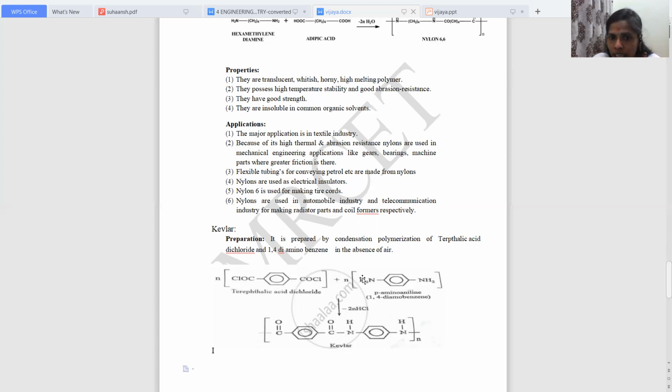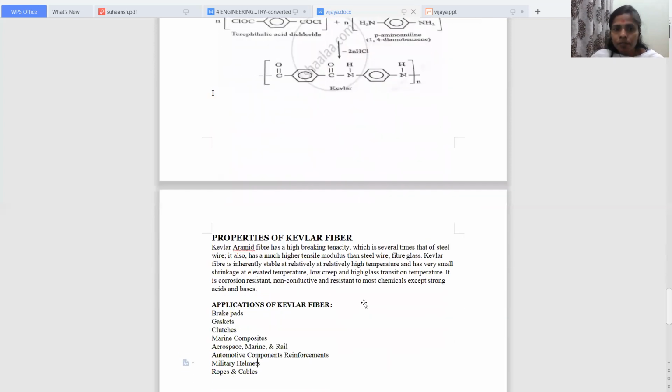So when Cl and H are eliminating, we are getting the new bond between C double bond O and NH. And even here also Cl is eliminating, and here also hydrogen is eliminating. So this is the preparation of Kevlar. So now let us see the properties and applications of Kevlar.